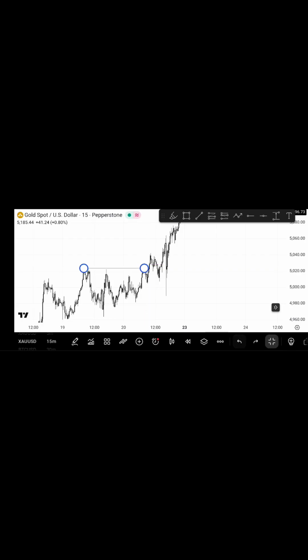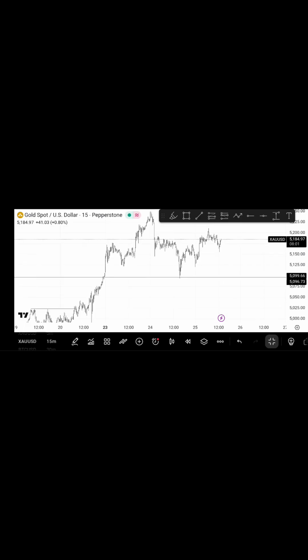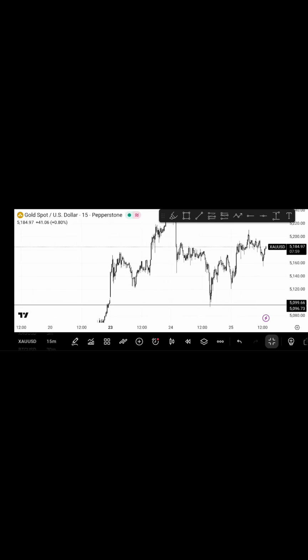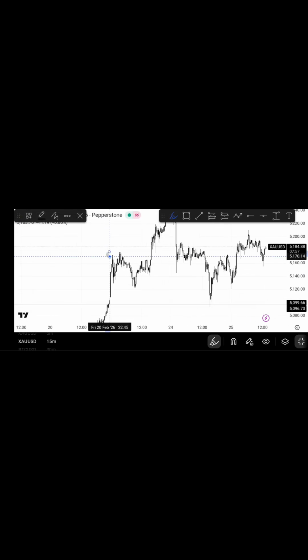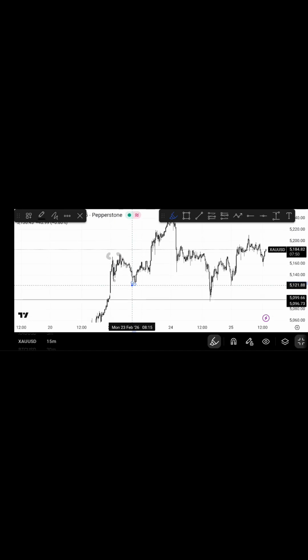So that's how it is. All right, so if you look here, we have another higher high, higher low. We have another higher high. We have another higher low. We have higher high, we have higher low.